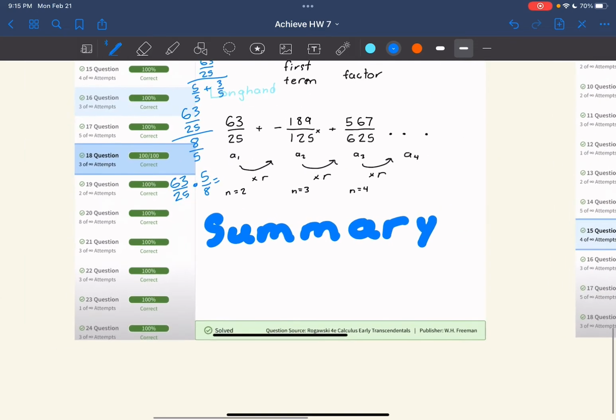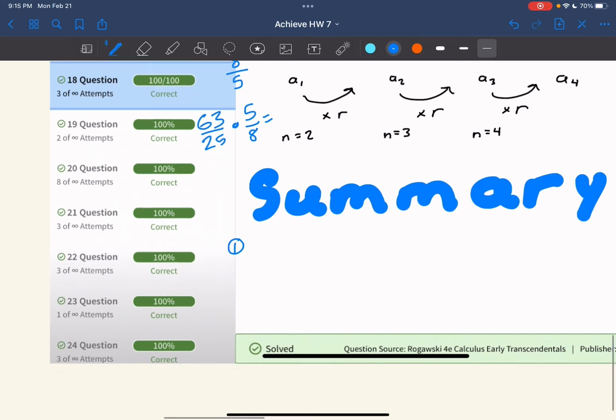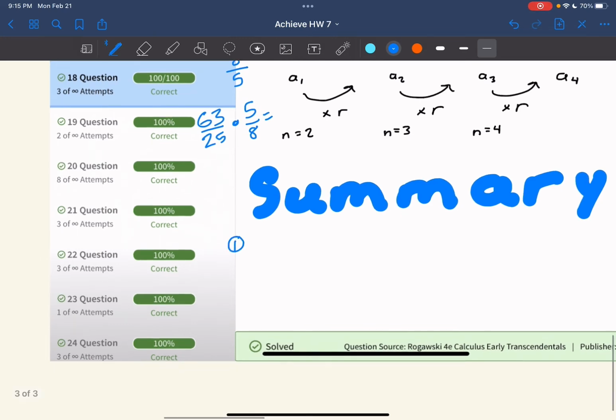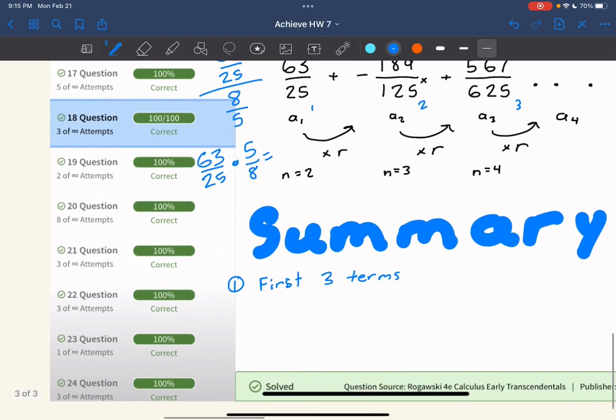what you want to first do is write down the first two, or let's say first three terms to be safe. First three terms. And so that's what we did. We have first term, second term, third term. Second, you want to look at R.